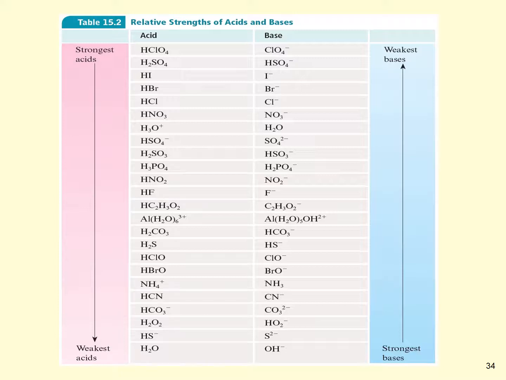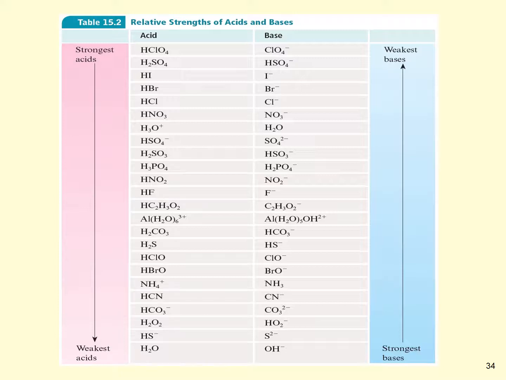There is an inverse relationship, so you can see that the strongest acids have the very weakest bases. If HClO4 is really willing to give up the H, that means the ClO4 negative is not very willing to take it back, and so there's this inverse relationship.